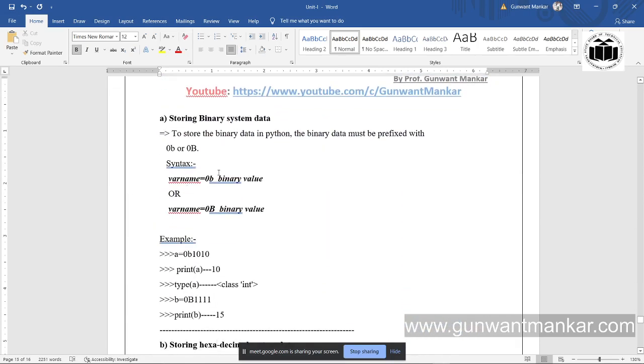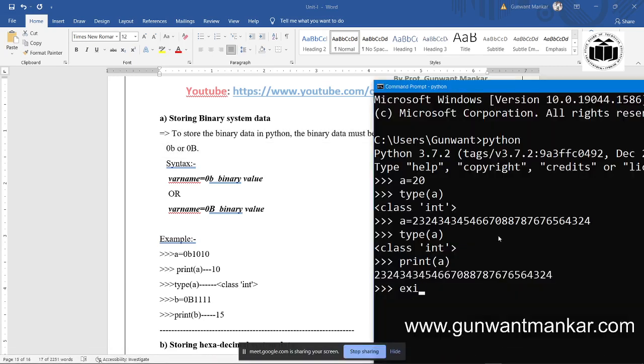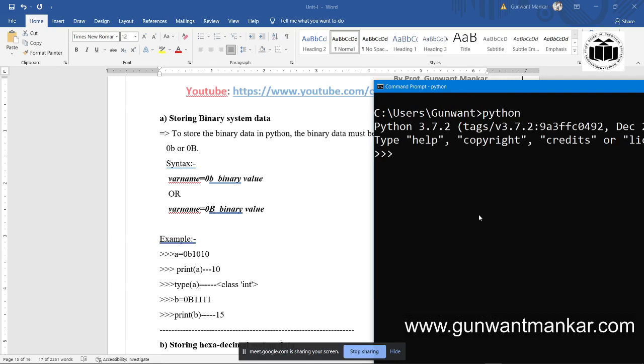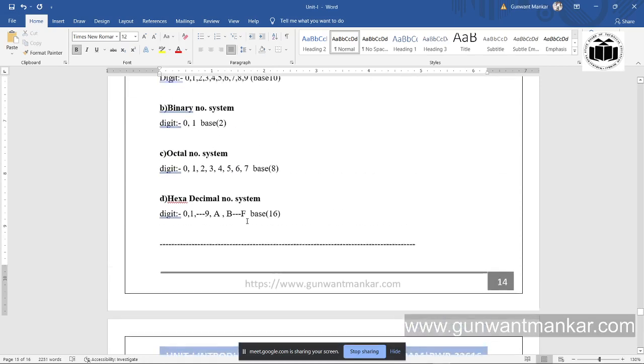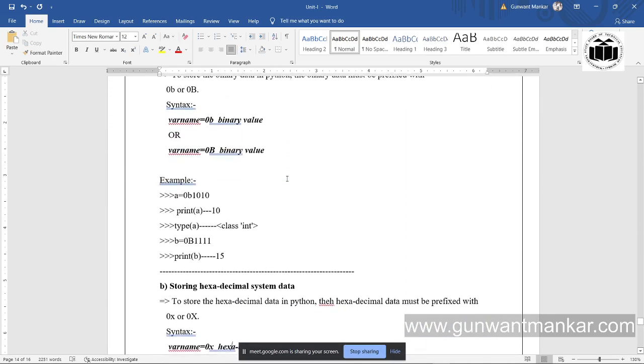Now how can we store binary numbers? To store the binary number system in Python, we need to prefix it with 0b, or capital 0B. a is equal to 0b1010. Now you can print the value of a, what will you get? In the form of decimal. So by default the number system is decimal. The default number system in the Python environment is base 10, so that's why it is printing base 10, right?